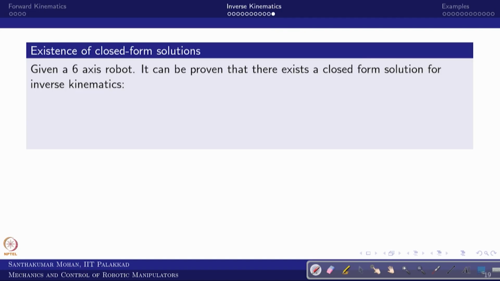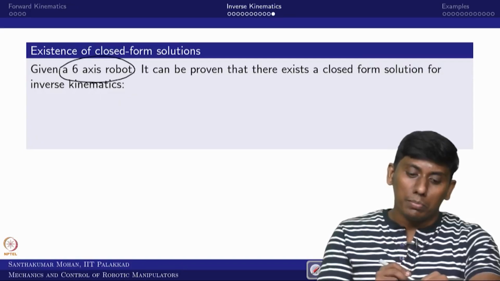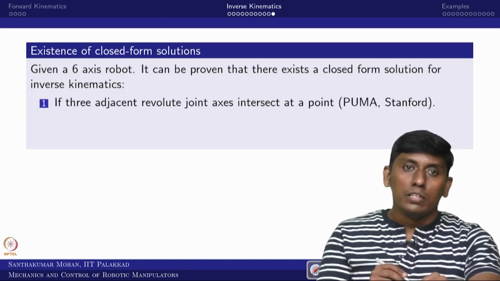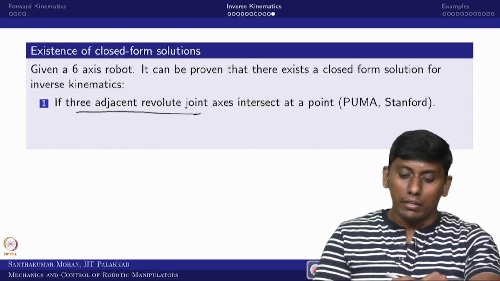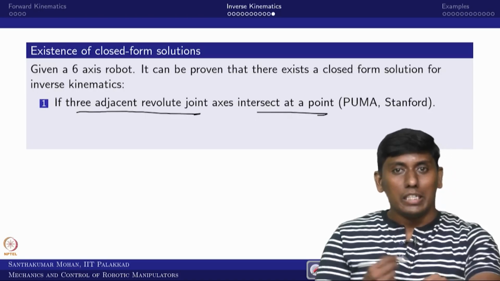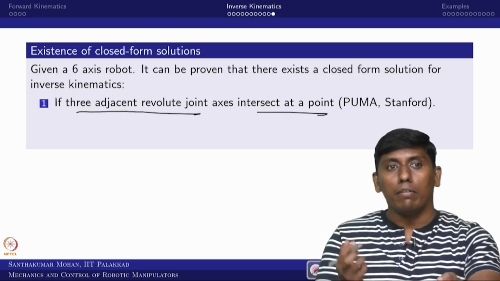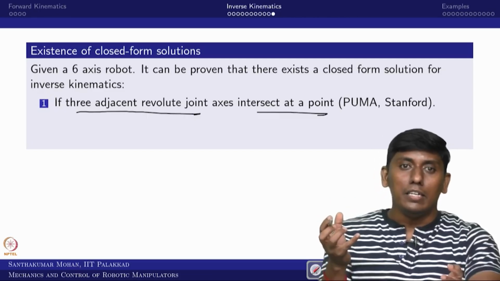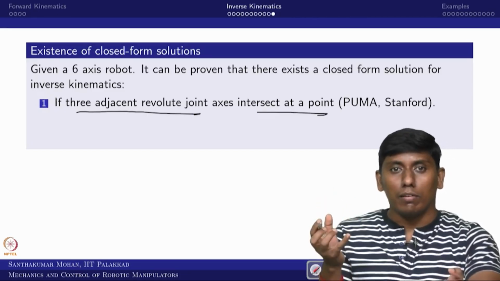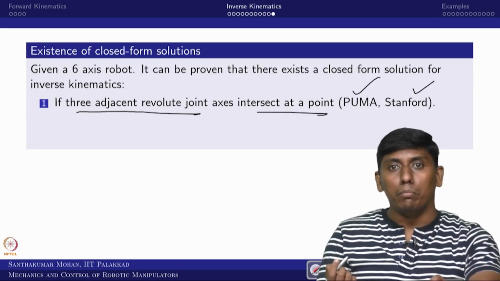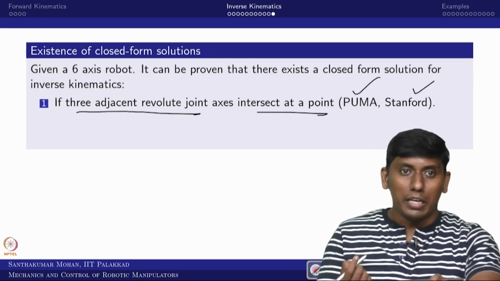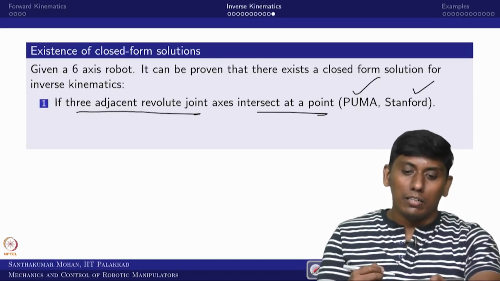The existence, you already know that the solution exists. You have to come up with a 6-axis robot, and the given point is supposed to be within the workspace. Further, any one of these conditions is supposed to be fulfilled. What are they? First, 3 adjacent revolute joints intersect at a point, which is very easy, because most industrial robots have a spherical joint; in the sense the 3 final orientational axes of the wrist intersect at a point. The common examples are the Stanford arm or the Puma arm, some of the examples.